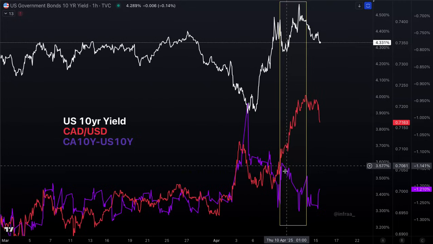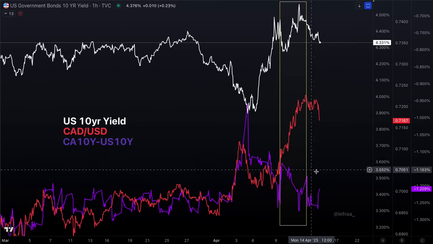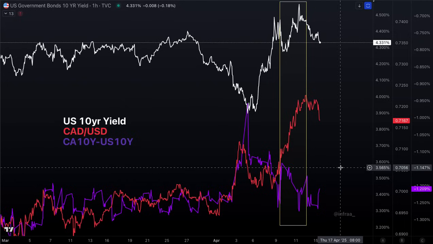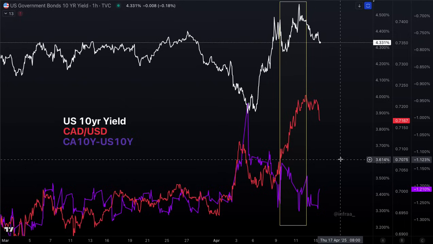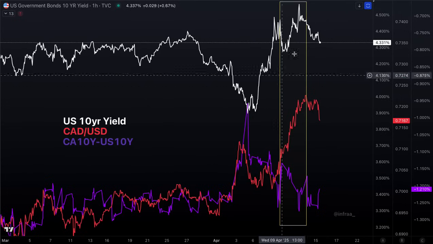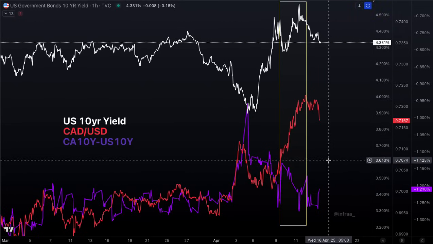And just as a real simple reminder, basically if you're a Canadian and you're holding dollars, more than likely you're not holding actual dollars, you're holding US Treasury bonds. You don't want to be in the dollar anymore, so you would sell those bonds, meaning bond price would go down, yield would go up. And then now you're left with dollars, but you don't want dollars, you want the Canadian dollar. So you're going to rotate out of dollars, you're going to sell dollars, buy Canadian dollar.